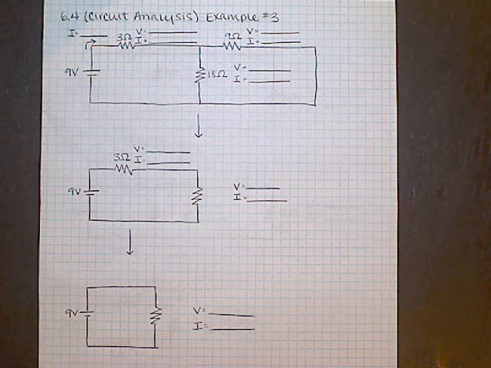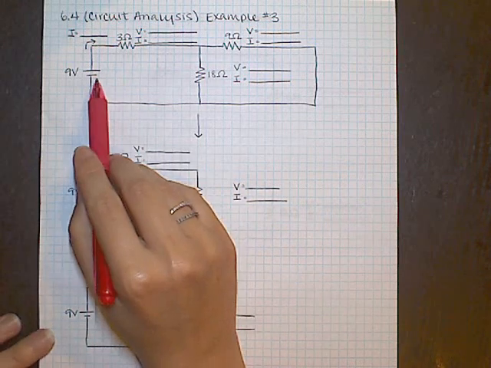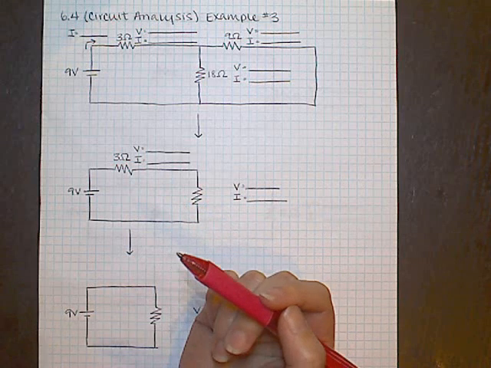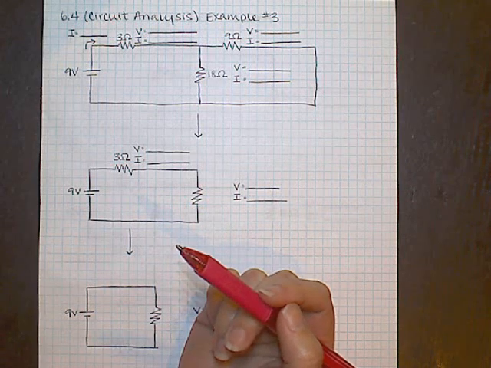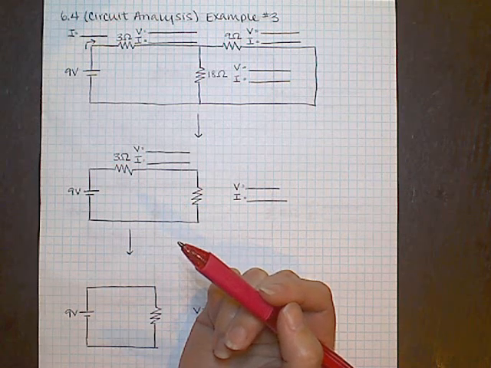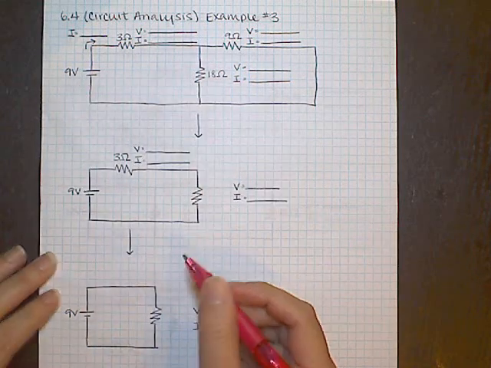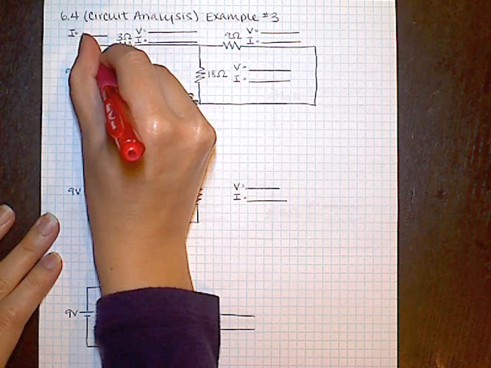Everyone, I'm going to walk you through circuit analysis example number 3. So I've got my original circuit right here. And the first thing that I'm going to do, just to make sure I understand what's going on in the circuit, is identify all the different pathways for the current to travel from the positive to the negative terminal of the battery. So I see two possible pathways.